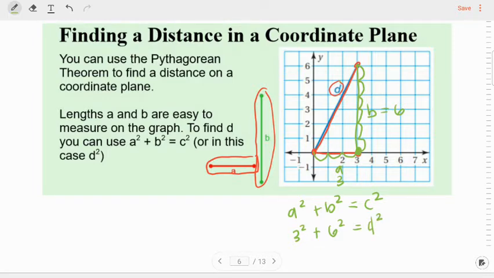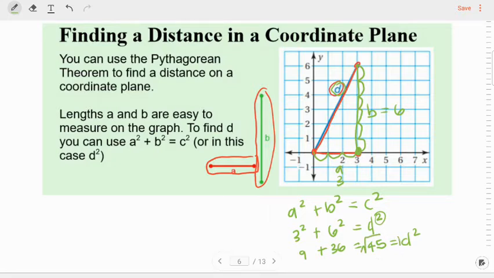I'm going to change it to D because the variable D is right here. And I'm going to simplify. So 3 times 3 is 9. 6 times 6 is 36. If I add those together, 36 plus 9 is a grand total of 45. Now remember, in order to get the length of D, I need to undo the square. So D squared equals 45.